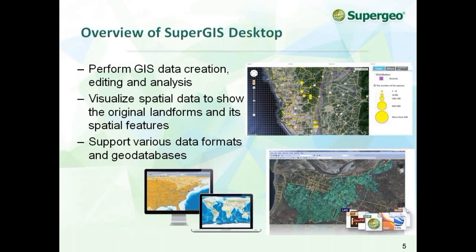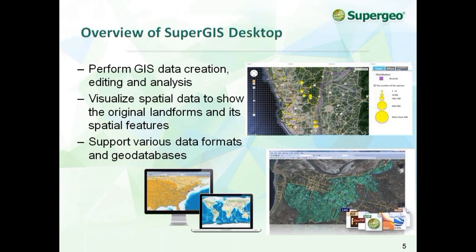So here is more information about SuperGIS Desktop. It is a powerful GIS software that can help you to easily create, edit, display, and analyze spatial data such as point, line, and polygon data. Users can visualize spatial data to show different landscapes on the computer and discover unrevealed patterns. Like the map showing on this slide, we can see the population in different areas presented as circles. We can overlay it with other socio-economic maps to get more information.